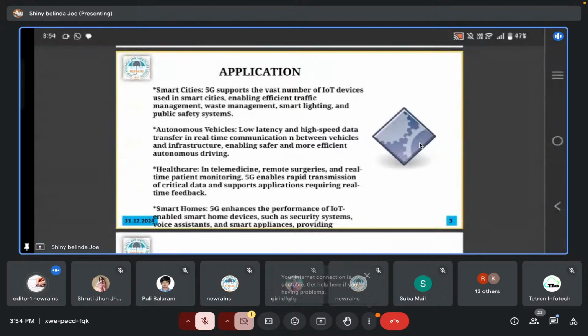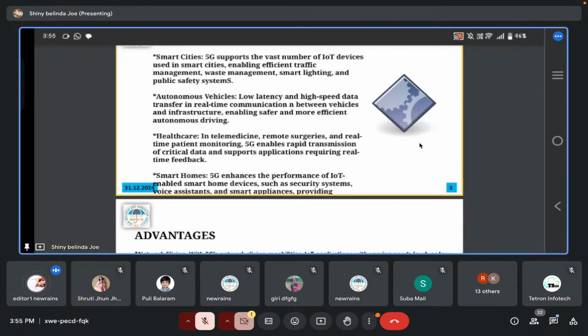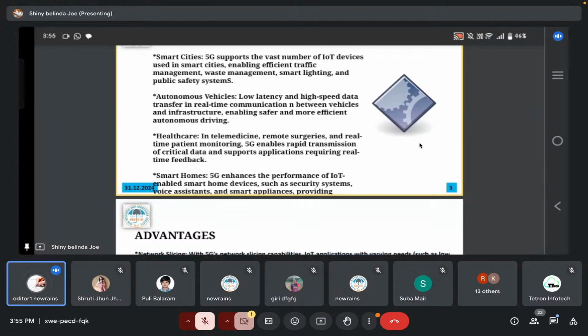Next point is autonomous vehicles. What is meant by autonomous vehicles? In our country we don't have autonomous vehicles, but autonomous vehicles are self-driving vehicles that can operate or navigate by themselves without any human input, using sensors, GPS, and artificial intelligence. Healthcare means we use it for calling emergency numbers, telemedicine, remote surgeries, and everything. That is what healthcare says about us.